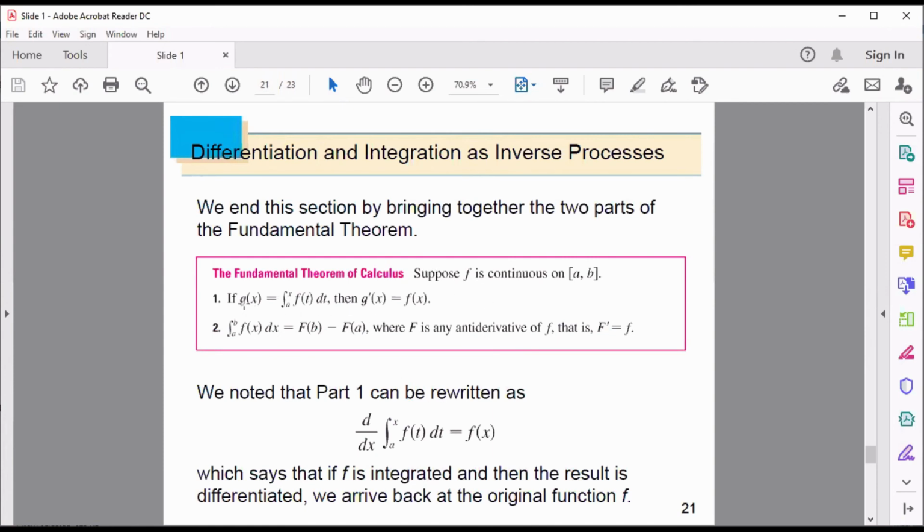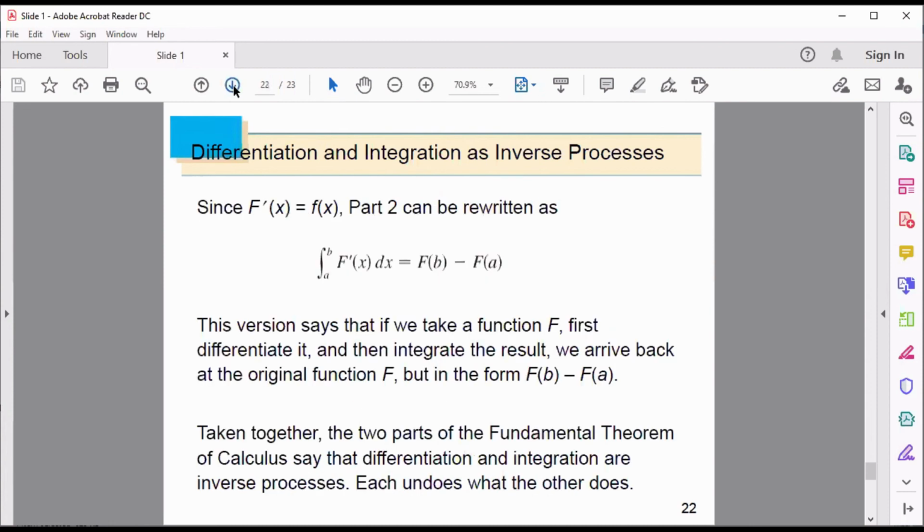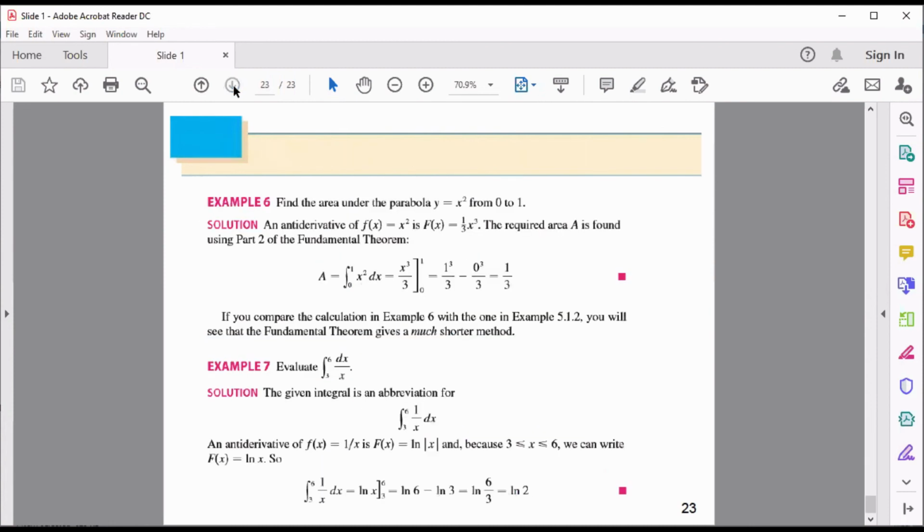The first one is g of x. If g of x is like that, then its derivative is small f. And when we have the integral between a and b, it's equal to capital F of b minus capital F of a. What is f? What is capital F? Capital F is a function such that its derivative is small f. Okay, now we need to do the proof.